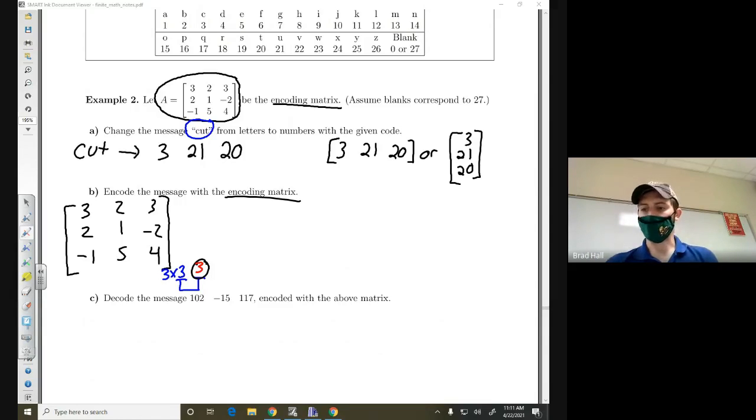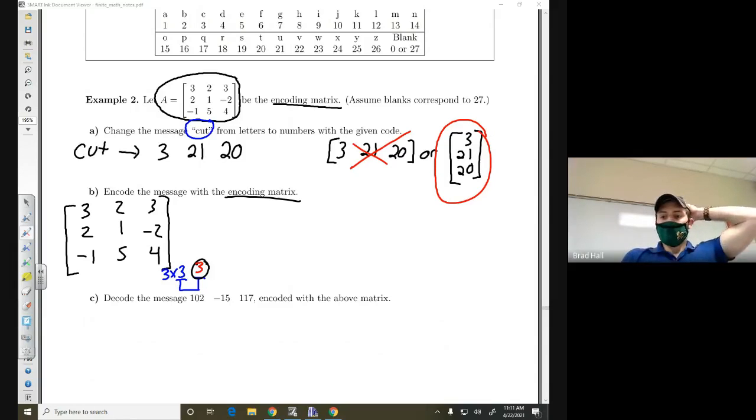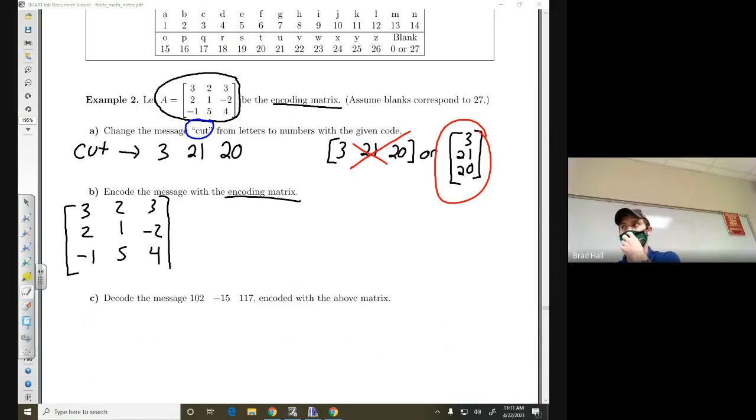Which one of these has 3 rows? It's not this one. That one has 3 columns. It's this one. So that is the matrix. So we will be using columns to represent our message, not rows, or else the matrix multiplication is not going to make any sense. So 3, 21, and 20.